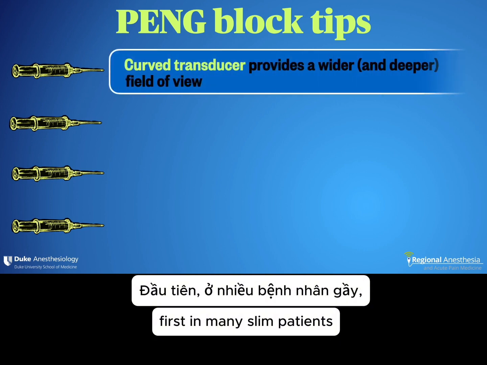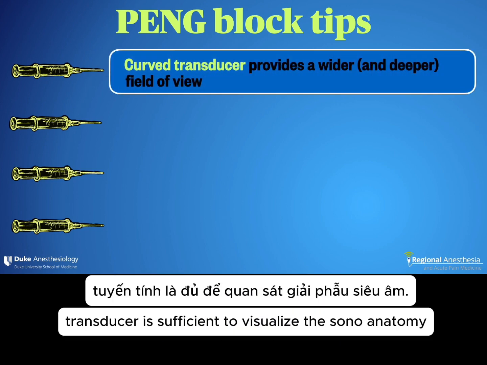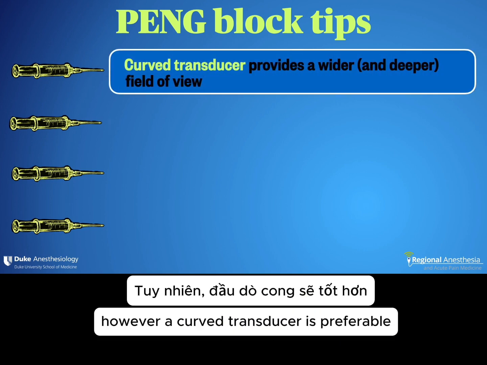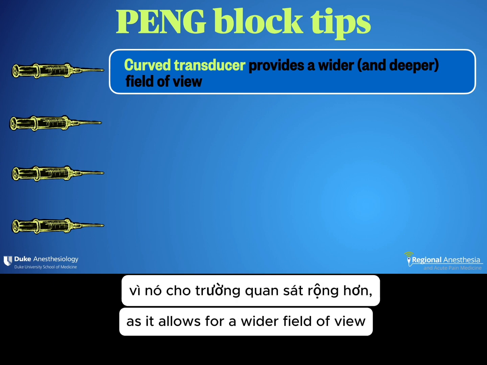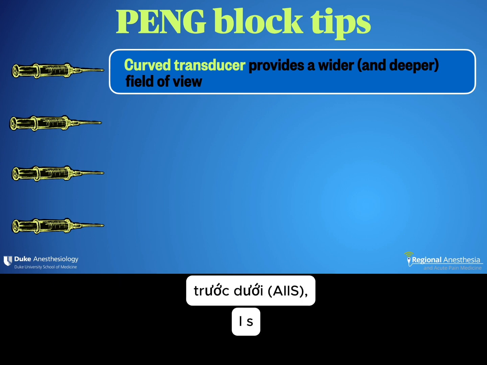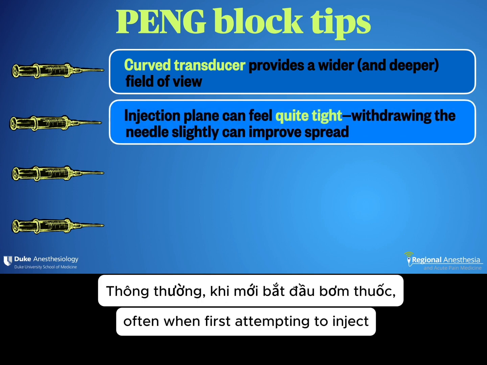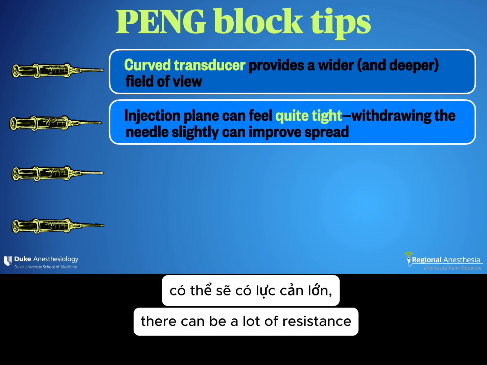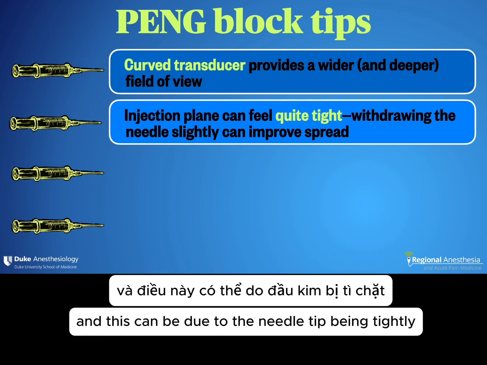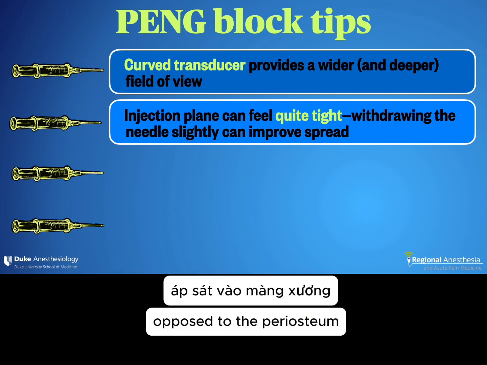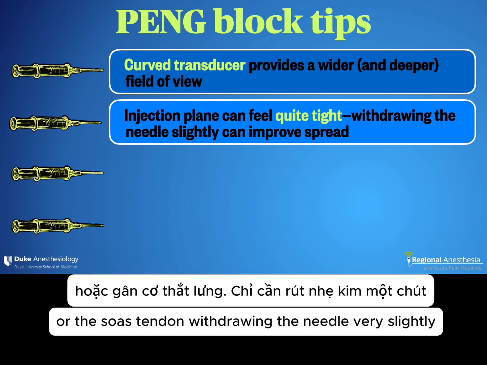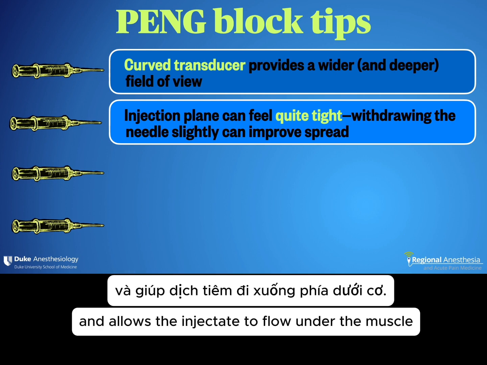First, in many slim patients, a linear transducer is sufficient to visualize the sonoanatomy. However, a curved transducer is preferable, as it allows for a wider field of view, including the AIIS, the IPE, and the femoral vessels and nerve. Often when first attempting to inject, there can be a lot of resistance, and this can be due to the needle tip being tightly opposed to the periosteum or the psoas tendon. Withdrawing the needle very slightly often relieves this resistance and allows the injectate to flow under the muscle.